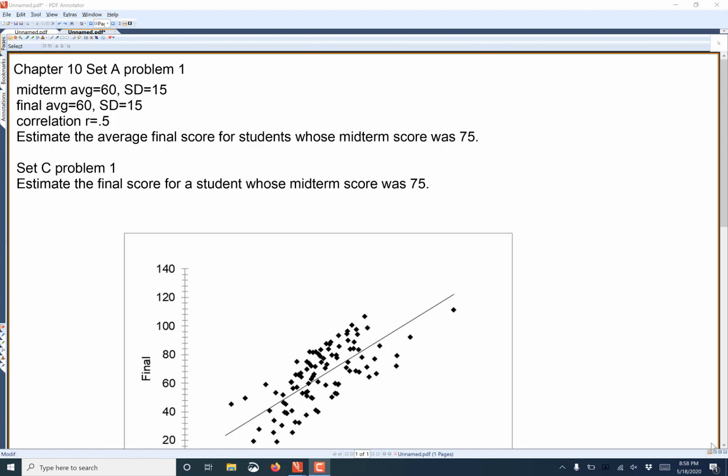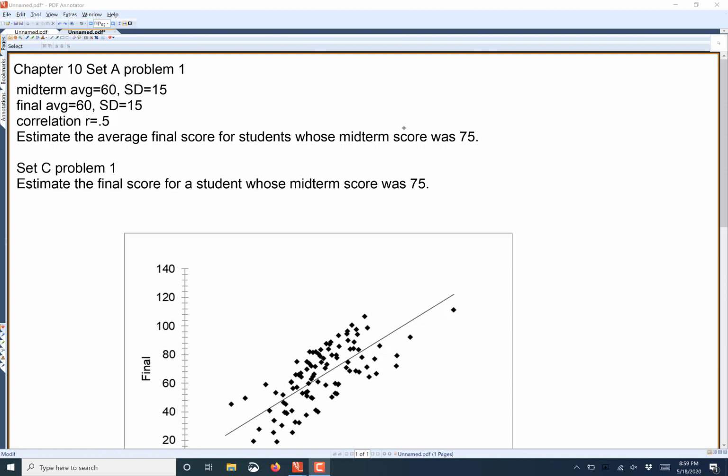You have a correlation and you're supposed to estimate the average final score for students with a midterm score of 75. Now, that shouldn't throw off any bells. You should just say, okay, I use the regression method. We figure out how many standard deviations we were from the averages. We times it by the correlation, etc. So you do that and you find the average.